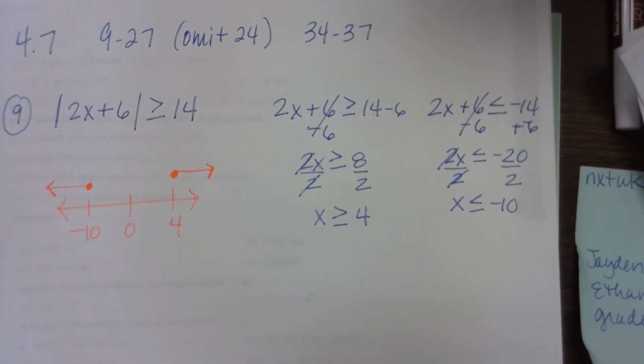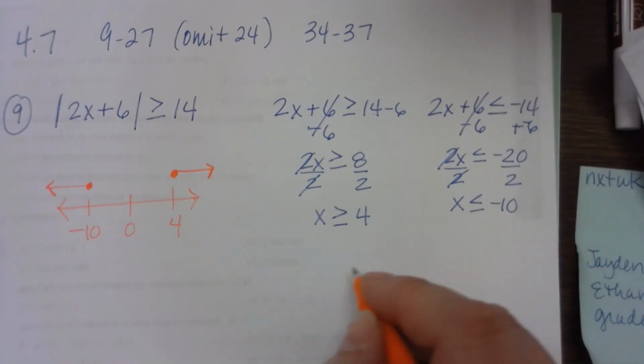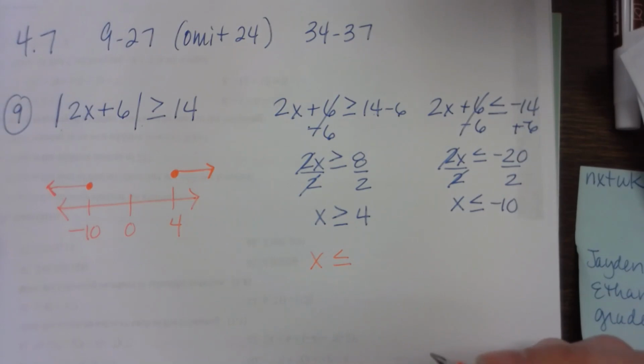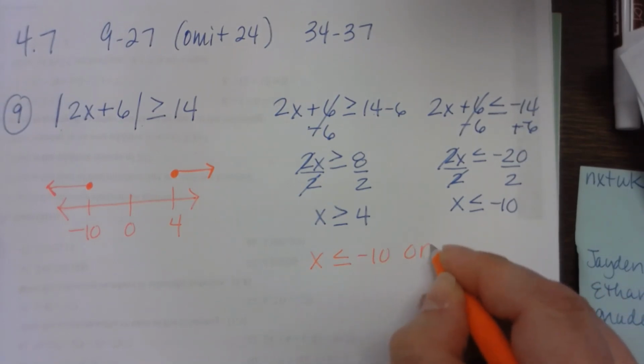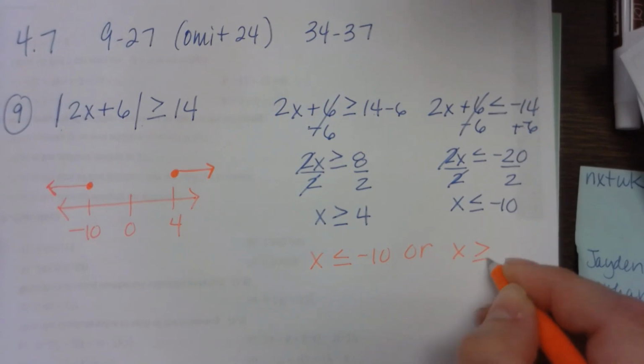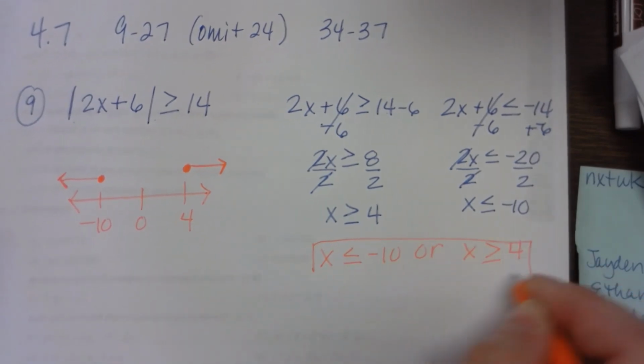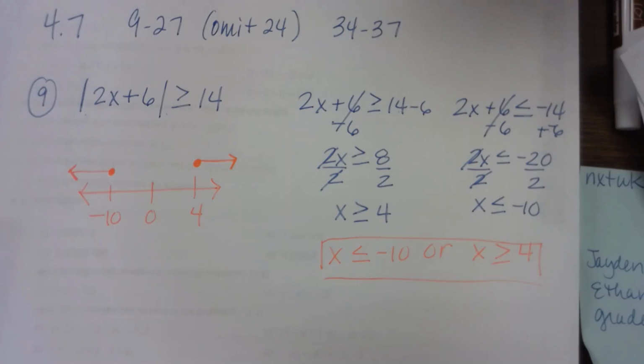That means that this is not a conjunction. They are separate, so it is a disjunction. So I am going to write my problem as x less than or equal to negative 10 or x greater than or equal to 4. And that in your graph is your answer. Remember to list the small side first. Okay, let's move on to number 12.